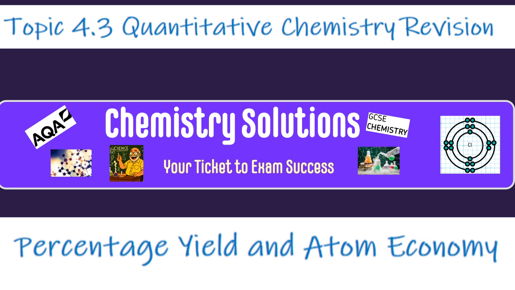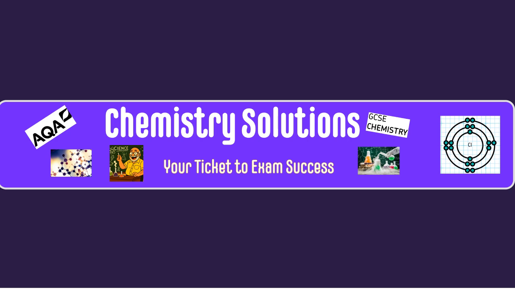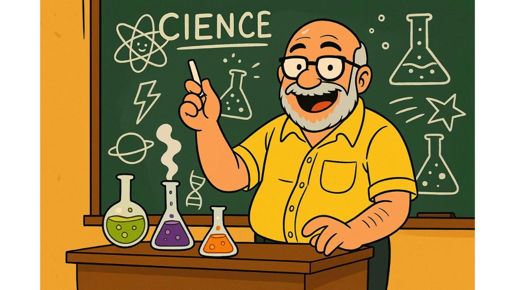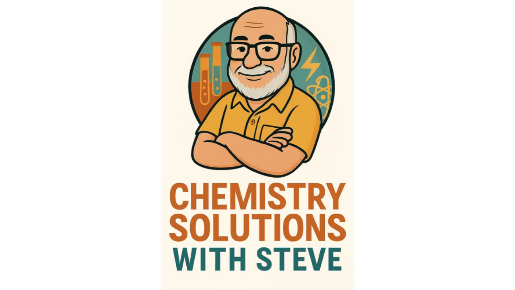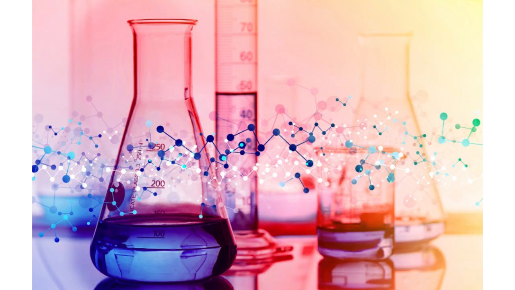This is an AQA GCSE Chemistry revision on percentage yield and atom economy, and it's for single chemistry science only. From section 4.3, Quantitative Chemistry. Can you remember from a previous topic what a formulation is? A formulation is a mixture that's been designed as a useful product.